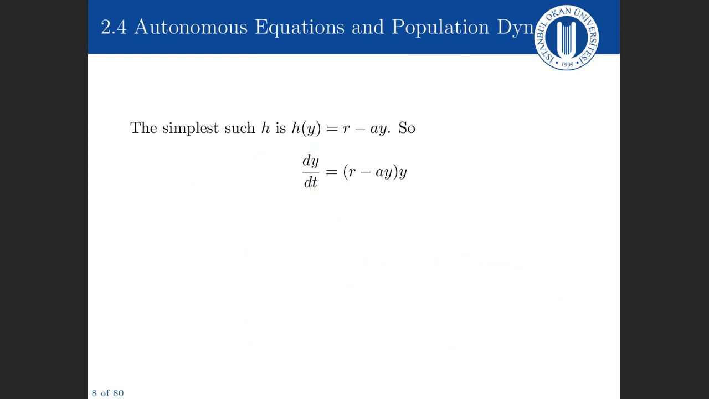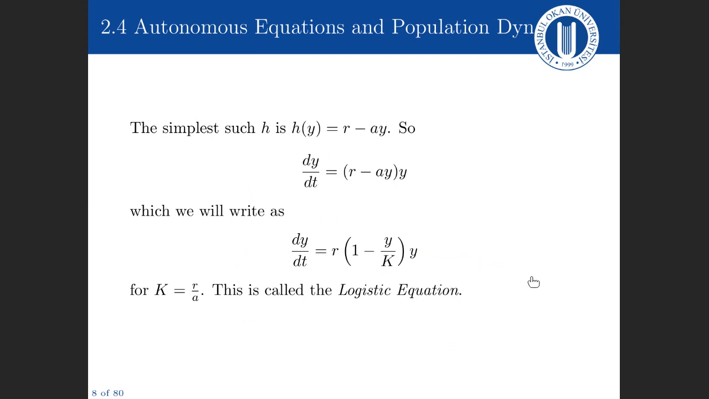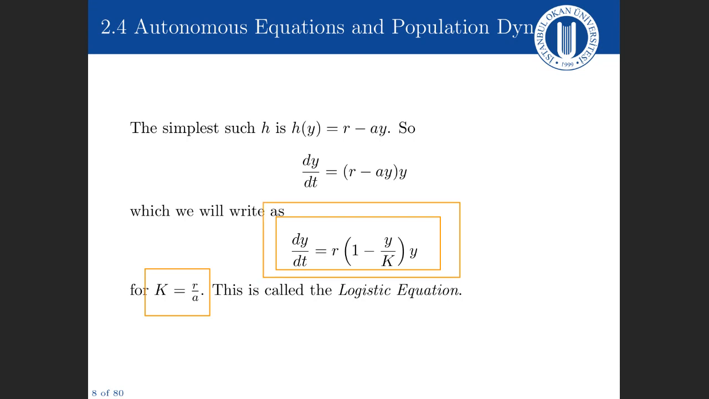So our differential equation looks like this. dy dt is our function, r minus ay, multiplied by y. But I want to write this in a slightly different way. I want to write this as dy dt is equal to r multiplied by 1 minus y over k, times y, for some constant k, which is going to be equal to r over a. This equation in the orange box is called the logistic equation.